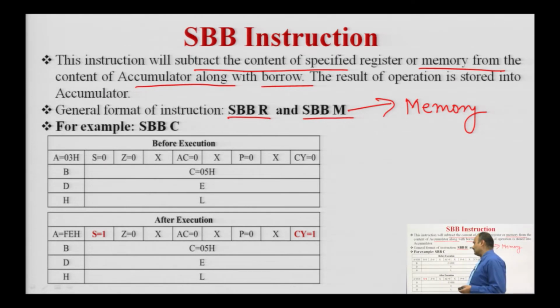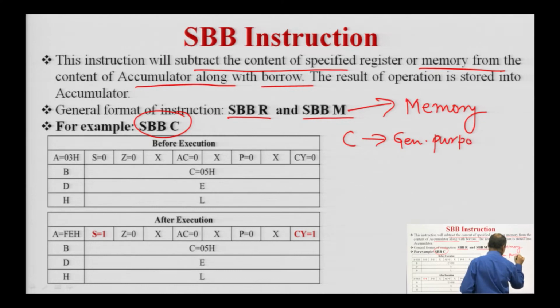For example, here I am considering the instruction SBB C. Here the C register is a general purpose register. This instruction will subtract the content of register C from the content of the accumulator and store the result into the accumulator. This subtraction is with the borrow flag.